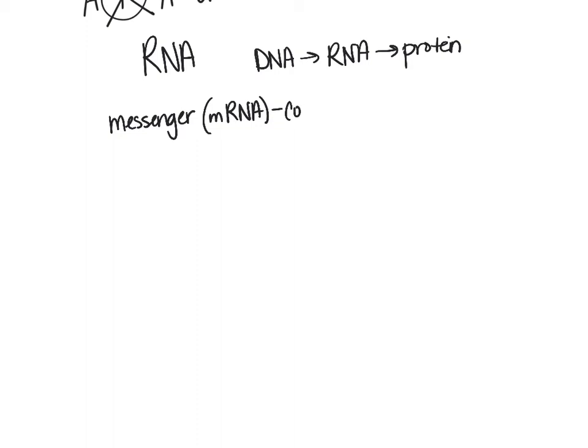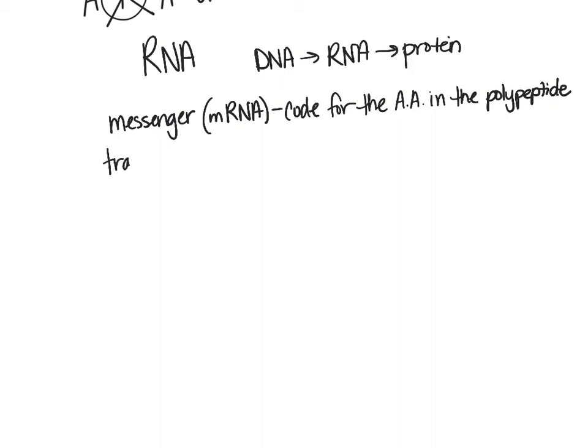So this is going to code for the amino acids, AA, in the polypeptide. So this is the messenger. This is the one that's carrying the information, just like a messenger would. We're taking DNA, we're going to make our little messenger guy that's going to go out there and say, hey, these are the amino acids we need in order to make this polypeptide to make the protein.